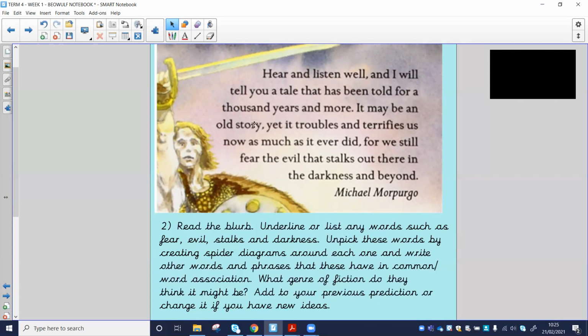I think as well, it's an old story, so it's obviously been around a very long time. It says here thousands of years and more. And what we're going to do is unpick these words a little bit more to try and delve a bit deeper into what the story might be about. So I've got a little example underneath. We're going to create little spider diagrams, and we're going to try and write other words and phrases that these words have in common, or like word association. And then I've got a question here: what genre of fiction do you think it might be? And then we're going to add to our first prediction after this.